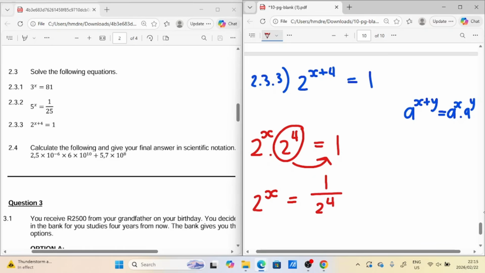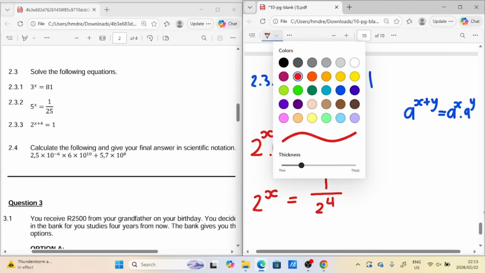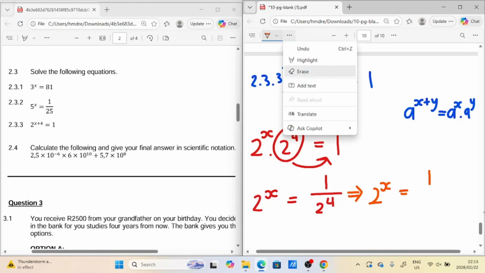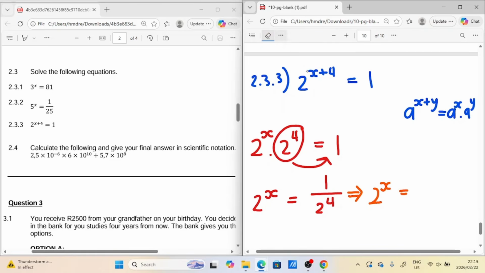And then this is very similar to the previous question. We can then say, well, I want it to have the same base, so I'm going to take this up to the top. We're taking it up. 2 to the x is equal to 2 to the negative 4. When I take this exponent up, it becomes negative 4. And then our bases are the same. We've got a 2 here and a 2 here. And so we can say x is equal to negative 4.